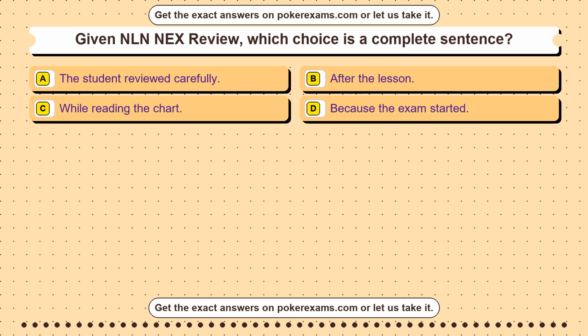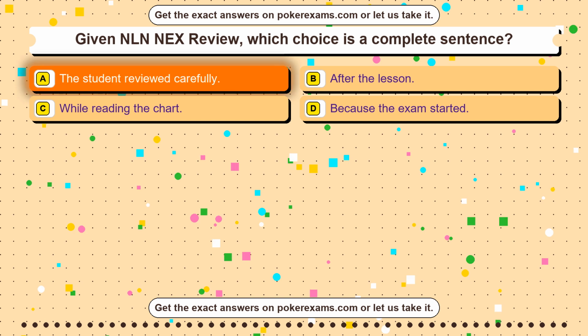Question 38. Given GED reading practice test, which value is 40% of 50? Option A 40. Option B 45. Option C 90. Option D 20. The correct answer is option A. The student reviewed carefully.